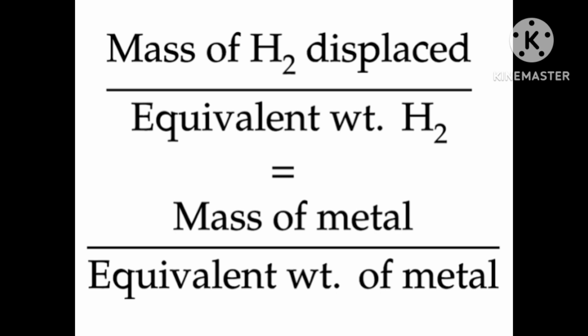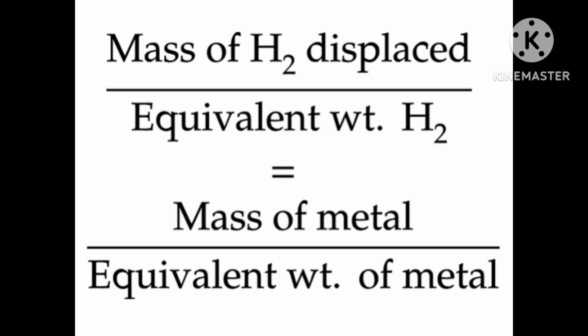How will you calculate equivalent weight from the hydrogen displacement method? This method is used for metals which react with an acid to evolve hydrogen gas. This is very important. This method is used for metals which react with an acid to evolve hydrogen gas.